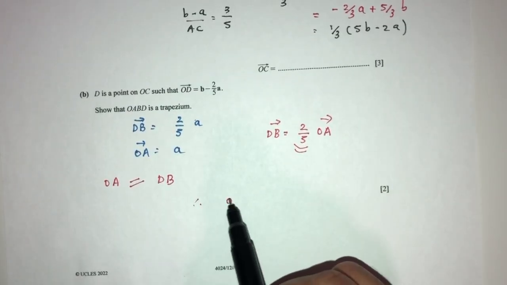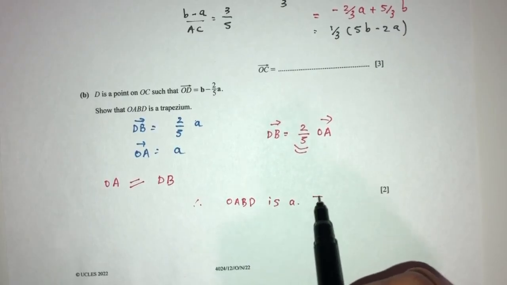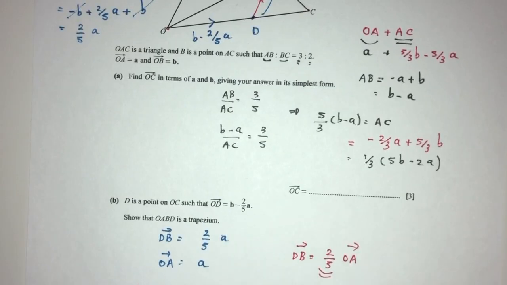Hence we prove that OABD is a trapezium. And that is your last question of this paper.